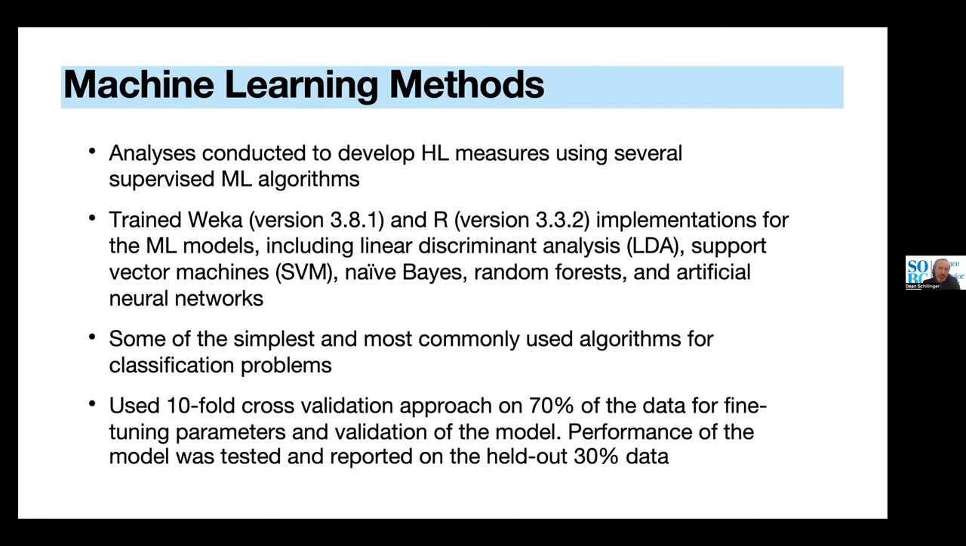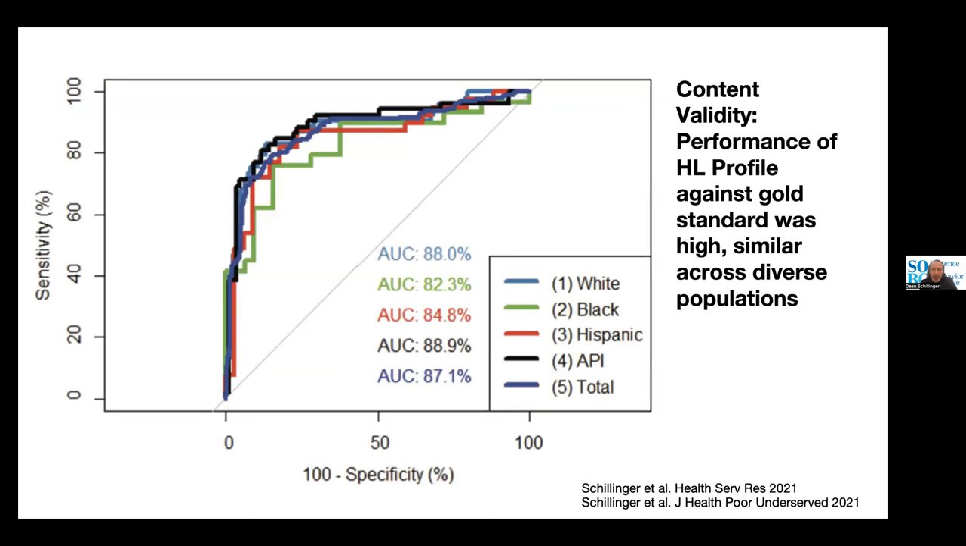We discovered that our novel measures were quite predictive of directly measured health literacy, with areas under the curve that were quite impressive, actually. Interestingly, we wanted to ensure that the prediction of health literacy, the health literacy estimate, in terms of its accuracy and content validity, would not significantly vary by race, ethnicity. And we found very similar performance of the automated health literacy measure across race and ethnicity in our sample.